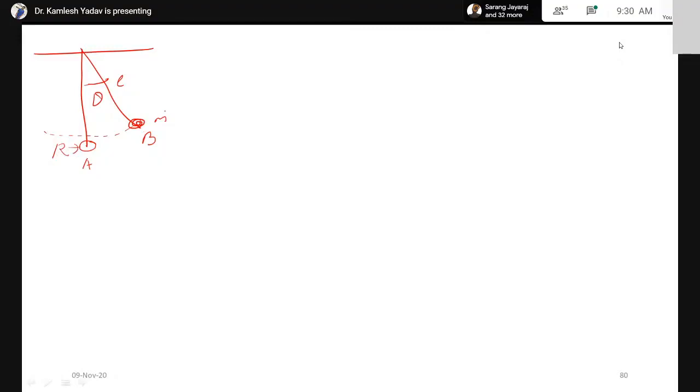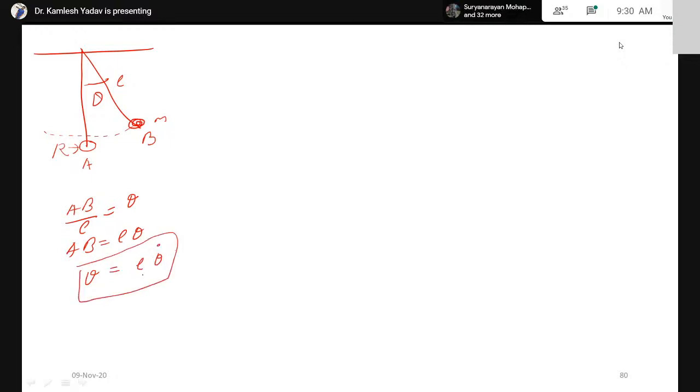In that case, if I write AB by L, that will be equal to theta. Or I can write AB is equal to L theta. Taking the derivative on both sides, this will be equal to velocity, distance upon time. L is constant and this is equal to theta dot. Therefore, the velocity of the bob is equal to L theta dot. Therefore, what will be the kinetic energy of the bob?